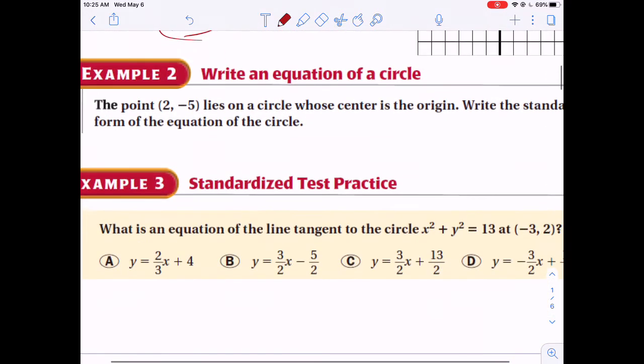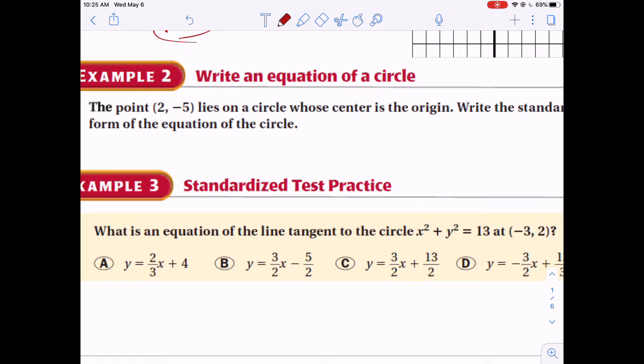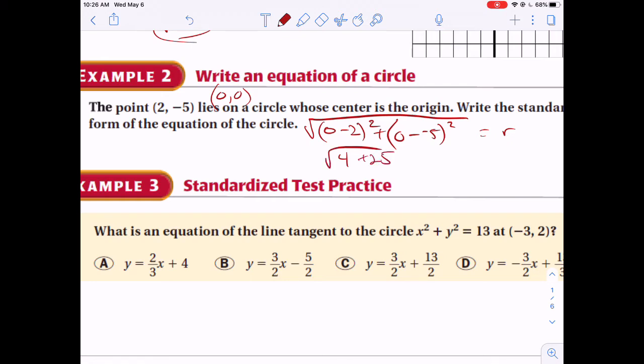So for example 2, they say write an equation of a circle given the point x is 2 and y is negative 5. It lies on a circle with the center at the origin. Write the standard form. Again, we use the distance formula, and we know the other point is going to be 0, 0. So I can say the square root of 0 minus 2 squared plus 0 minus negative 5 squared, and that will equal r. Negative 2 squared is 4, and 5 squared is 25. This is still in the square root, so 4 plus 25 is 29. So we have the square root of 29, which is equal to r. That's the radius, square root of 29.